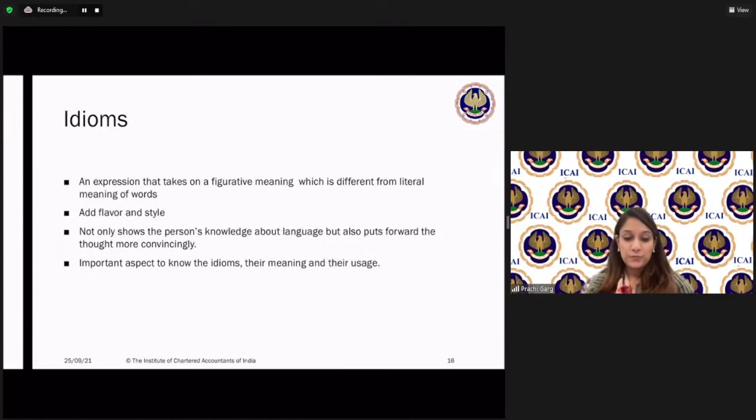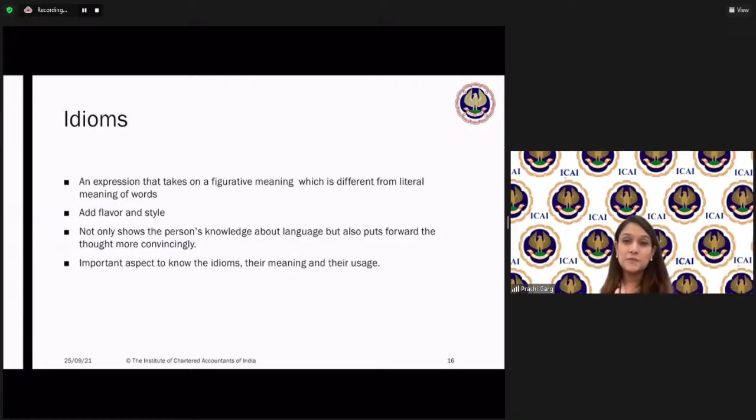They're used to make your expression more creative and more beautiful. It takes a figurative meaning, which is different from literal meaning. The words don't have any literal meaning. It has altogether a different meaning.